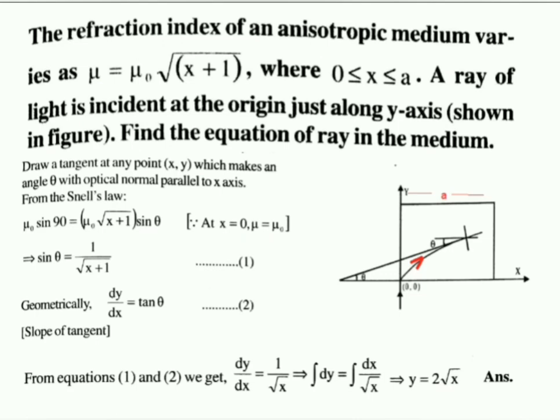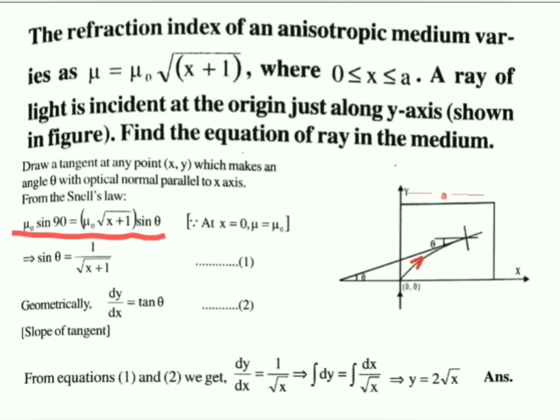So I have written the condition mu 1 sine theta 1 should be equal to mu 2 sine theta 2. At x equal to 0, mu is equal to mu naught. That means below this medium, I have taken the refractive index as mu naught. Now from here, what did we get sine theta as? 1 by root over x plus 1.